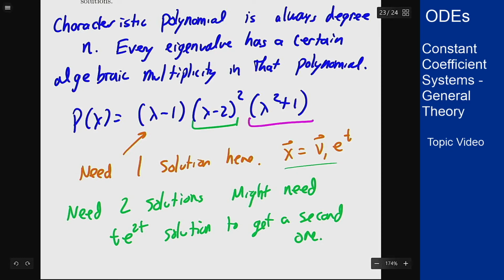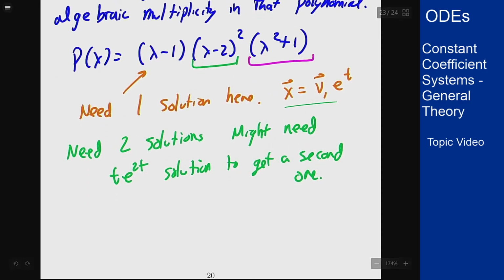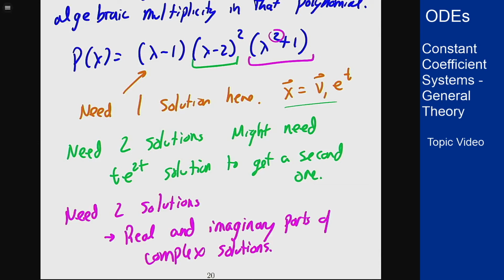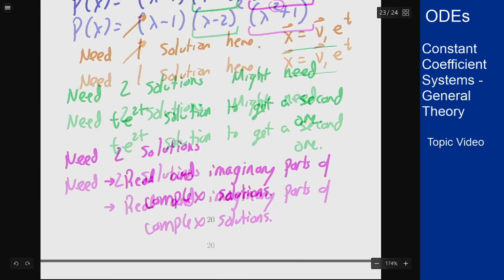And the last term here is degree 2, but that's complex. So we need to get two solutions from the complex. It's degree 2 here as well. And because it's complex, I get these from the real and imaginary parts of the complex valued solutions. So even though things expand when you talk about bigger and bigger systems, the process is all the same. The general idea works no matter what.